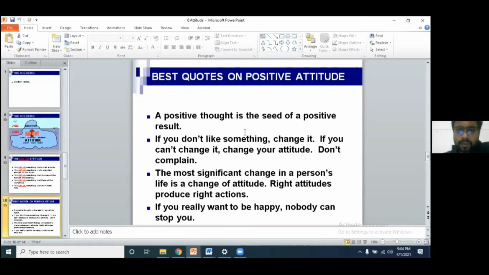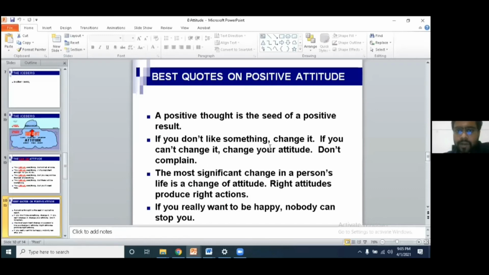A positive thought is the seed of a positive result. That's the two things. With positive thoughts, first of all, what actually happens? First of all, we think something, that we go to Singapore, we go to Thailand. First we have the thought, then the thought gives the result. So here we write, a positive thought is the seed of a positive result.